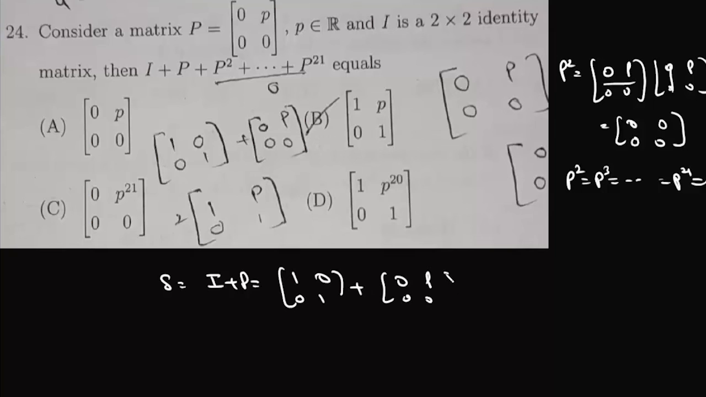Now in question number 24, we are given this matrix P. We have to find the sum of this matrix series. Now if we look at P square, it will be [0 p; 0 0] into [0 p; 0 0]. Now when we multiply them, it will be [0 0; 0 0]. That means it is a nilpotent matrix of order 2. So that means P square, P cube, up to P to the power 21 will all be null matrices. So the value of this series will be simply I plus P. Now I is the identity matrix [1 0; 0 1], and this P is [0 p; 0 0]. So the sum of the series will be [1 p; 0 1], and that's your option B.